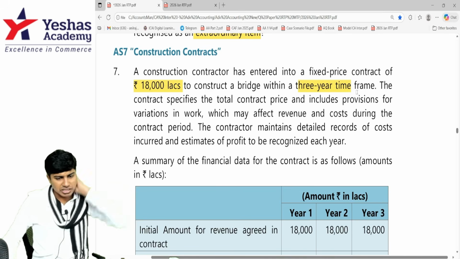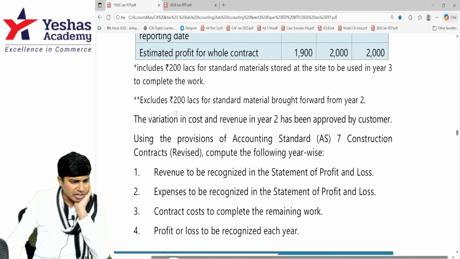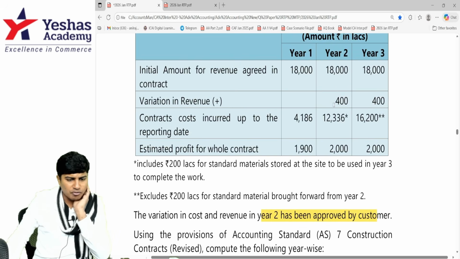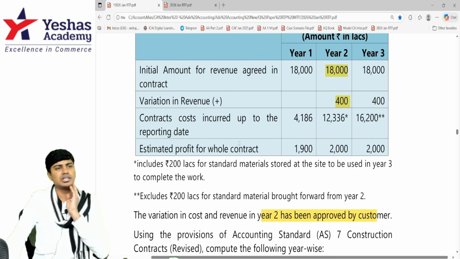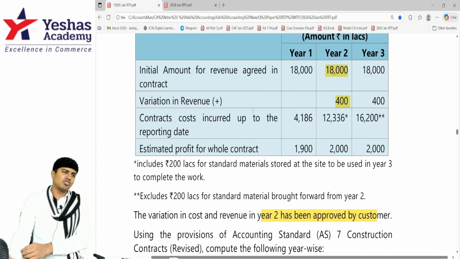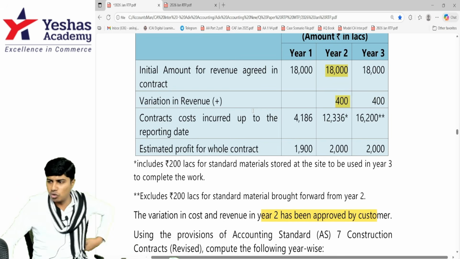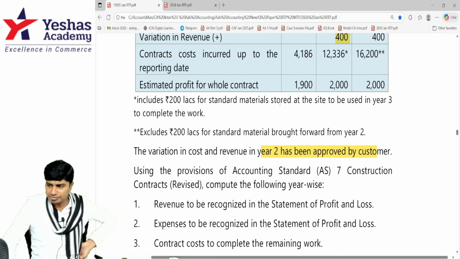And the contractor maintains detailed records. Okay, let him maintain the record. What do they want? The variation in the cost in year 2 has been approved by the customer. In the second year, they've added 400 lakhs extra to the revenue. Initially, the agreed revenue was 18,000. In the second year, it became 18,000 plus 400. The customer asked for some change in the construction, and the contractor agreed at a cost of 400 lakhs being charged extra.